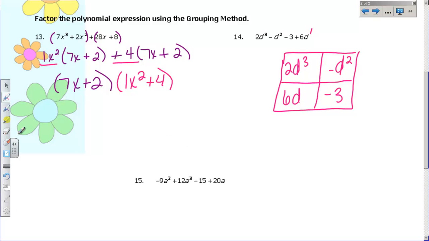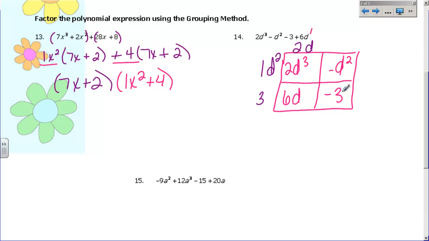Now we're going to do this GCF thing again, except we're going to do it row by row and column by column. So this row right here, the greatest common factor between 2 and negative 1 is going to have to be a 1. And then my d's, d to the third and d squared, I got to pull out a d squared. Now I know that's negative. We'll deal with it in a minute. Greatest common factor here between 6d and negative 3 is going to be 3. Now for this column, the greatest common factor for 2d to the third and 6d is going to be 2d.